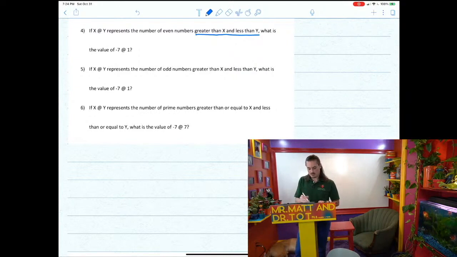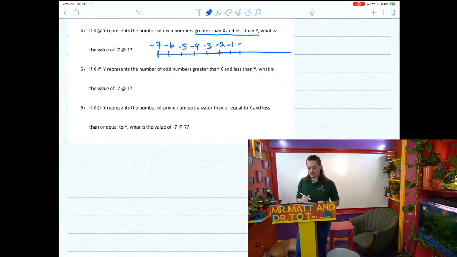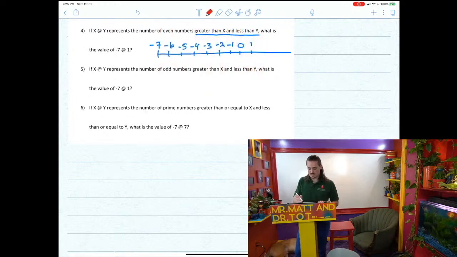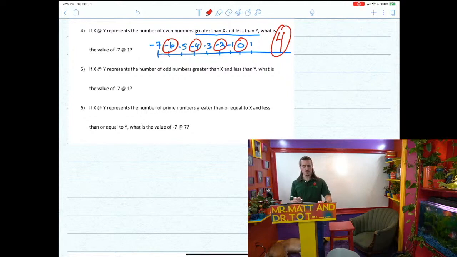So we're going from -7 all the way up to +1, so that's going to be -6, -5, -4, -3, -2, -1, 0, and +1. And now we can't count -7 nor +1. But other than that, we're going to count up the even numbers. So we have -6, -4, -2, and 0. So there's going to be 4 even values greater than -7 and less than +1.